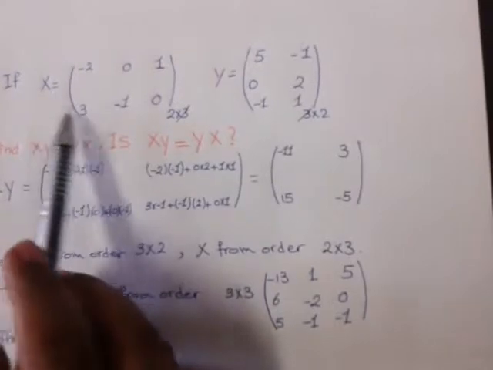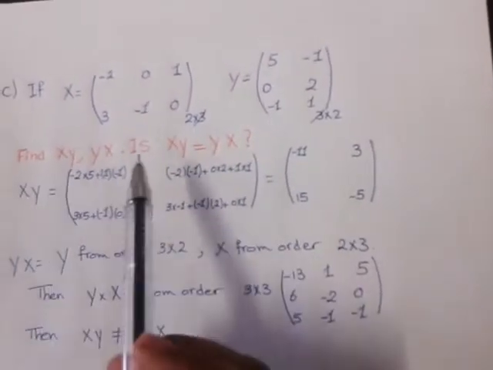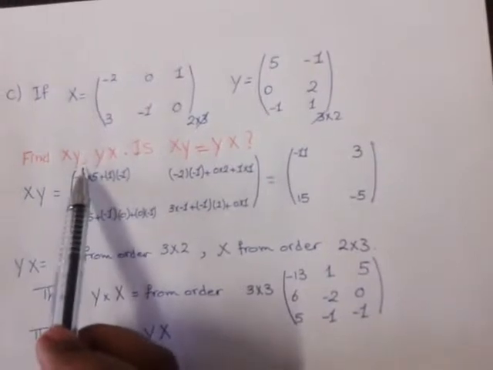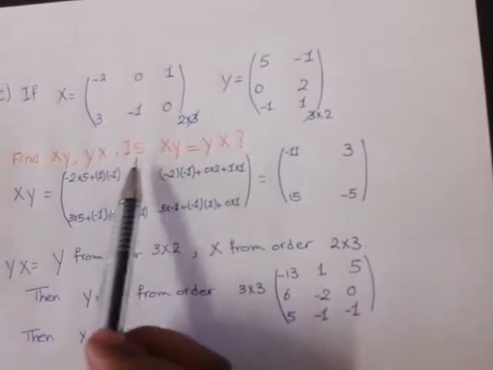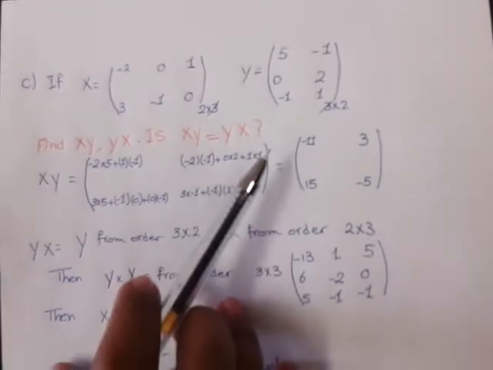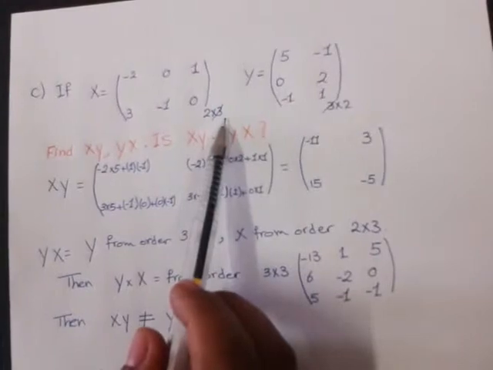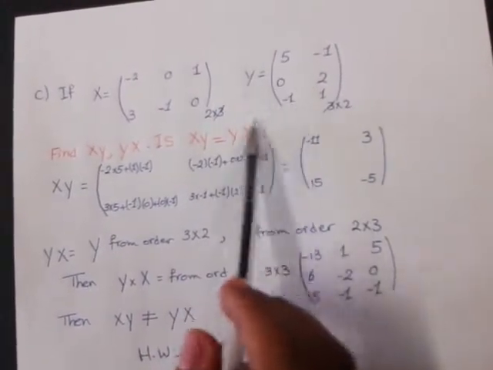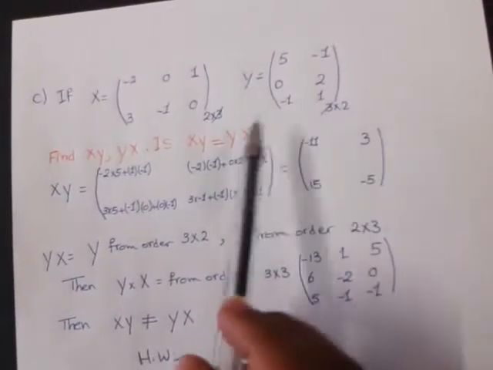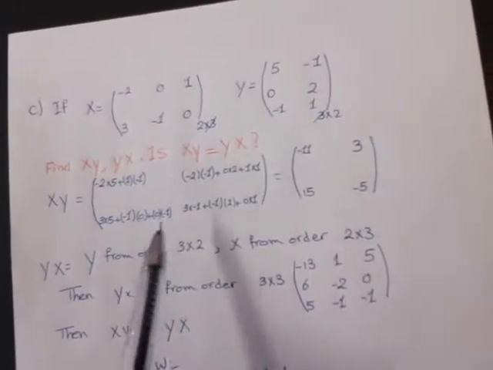I give you matrix X and matrix Y, and I want you to find X times Y and Y times X. Is X times Y equal to Y times X? Let's look. First, X is from the order 2 times 3, Y from the order 3 times 2. So the matrix obtained will be 2 times 2.